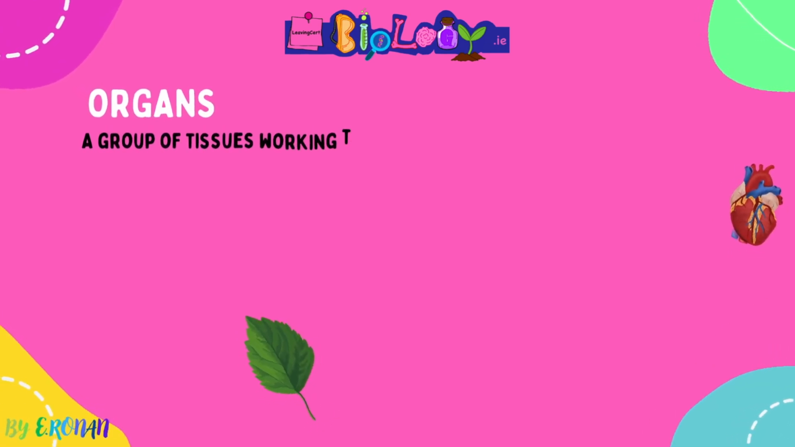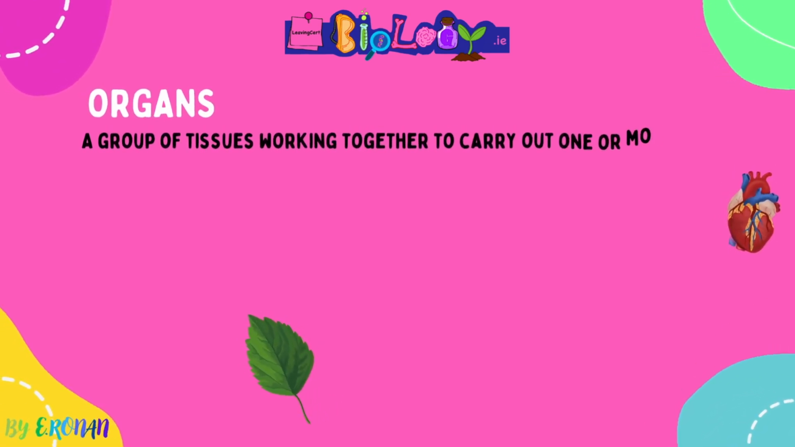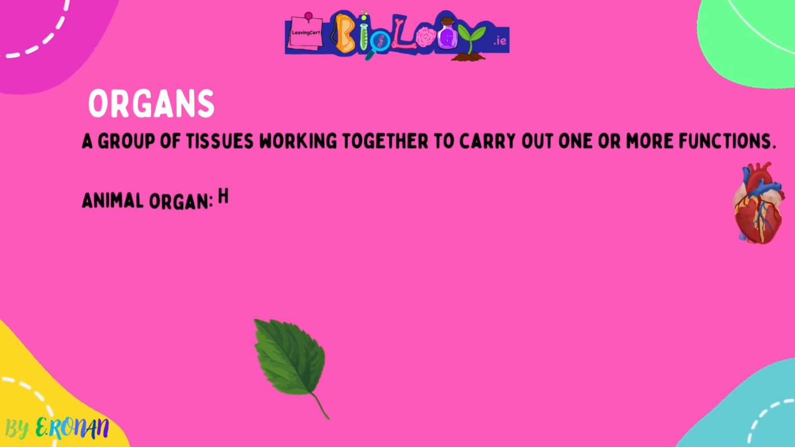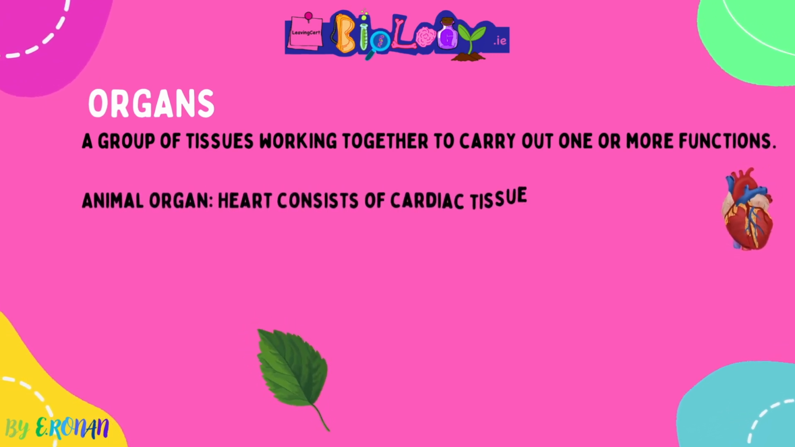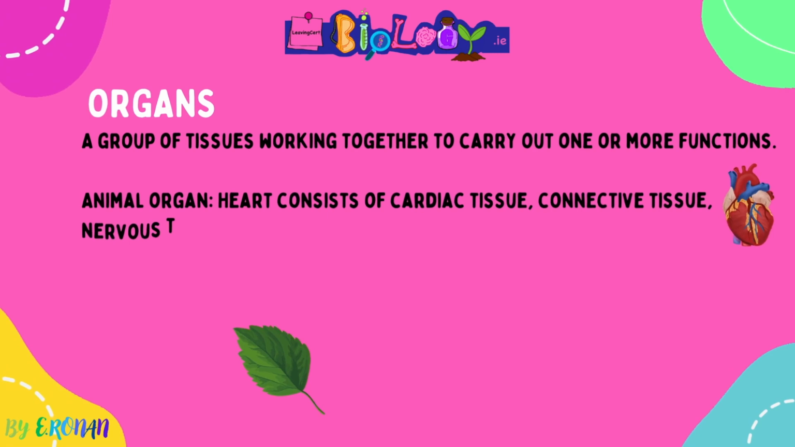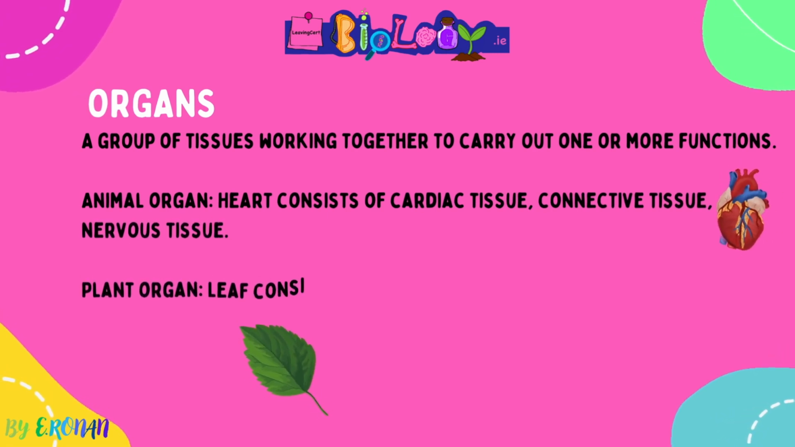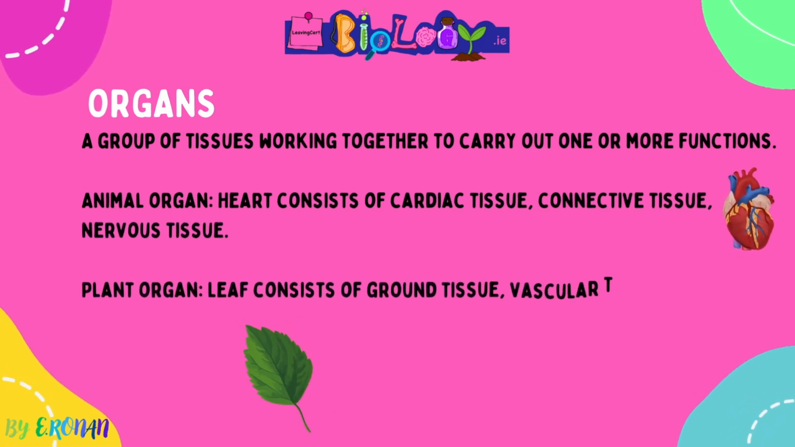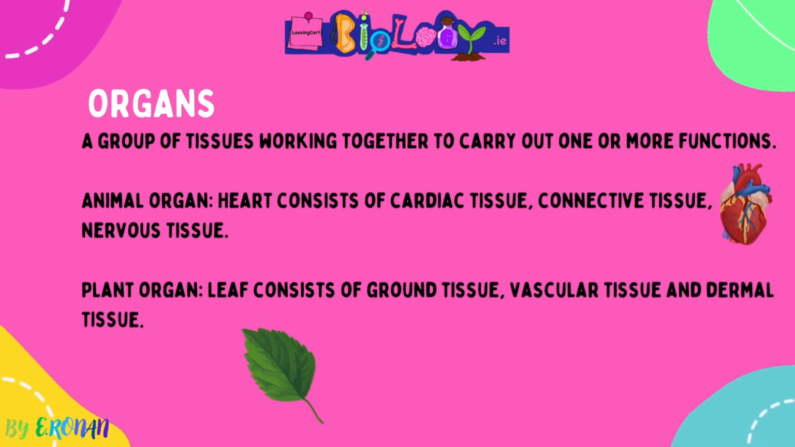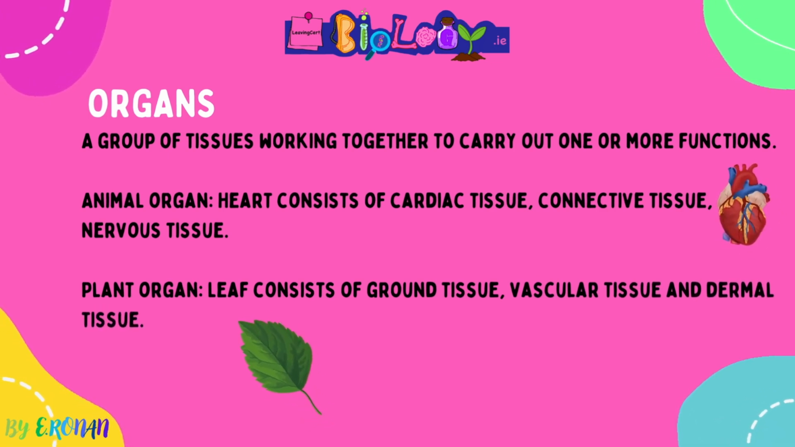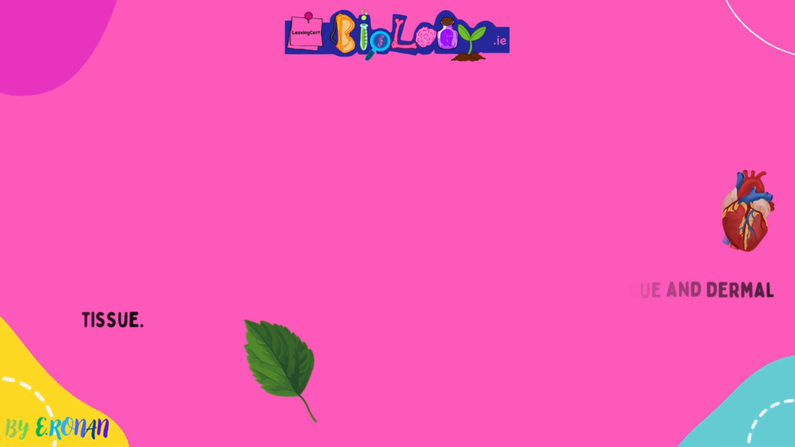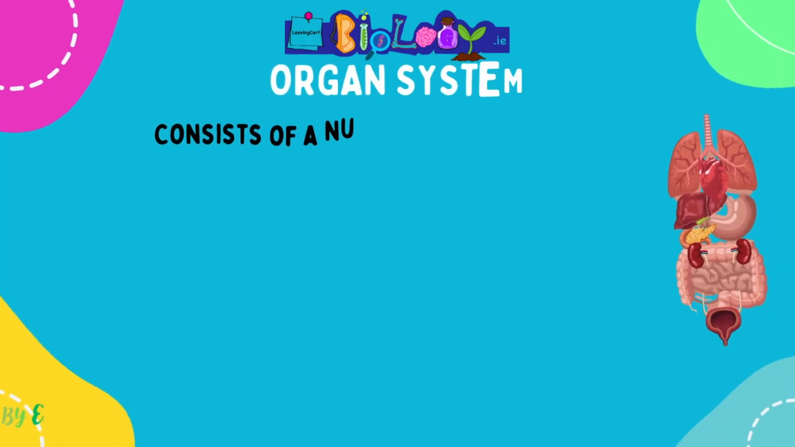Then we have an organ definition. So organs are a group of tissues working together to carry out one or more functions. Animal organ: heart, which consists of cardiac tissue, connective tissue and nervous tissue. Plant organ: leaf, which consists of ground tissue, vascular tissue and dermal tissue. So make sure you know the tissues that make up the organ that you name, because that could be the next question that follows a definition.